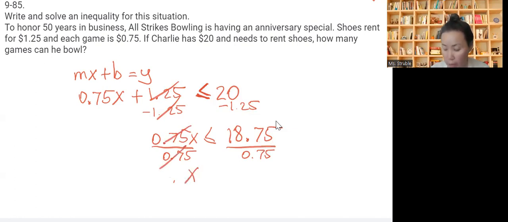X is less than or equal to 18.75 divided by 0.75, which equals 25. So the answer is Charlie will be able to play equal to or less than 25 games. So that is the answer.